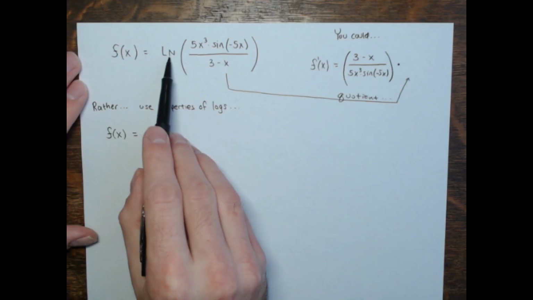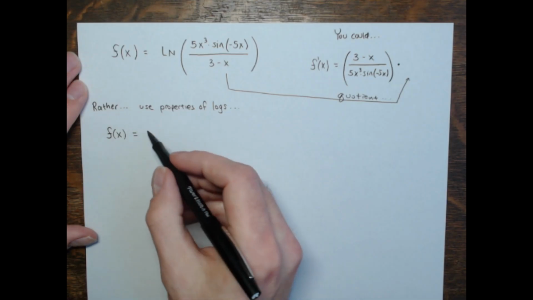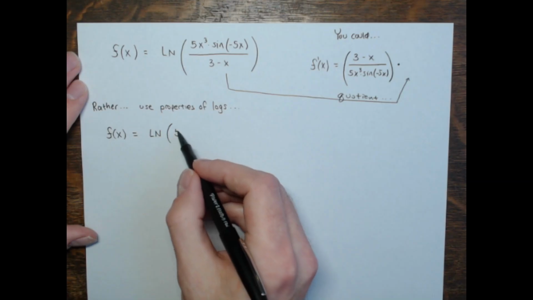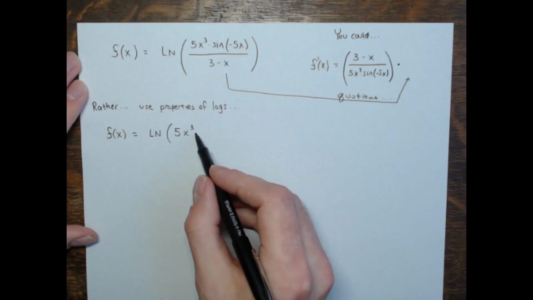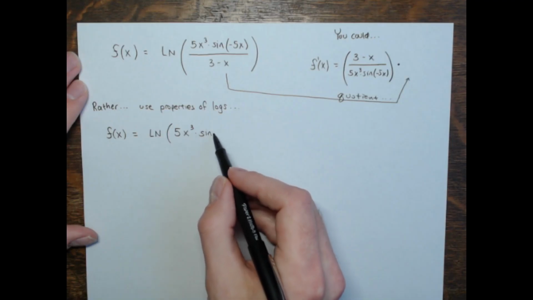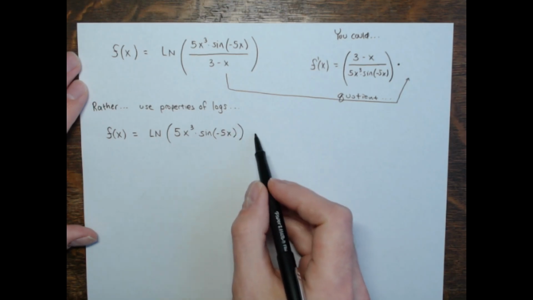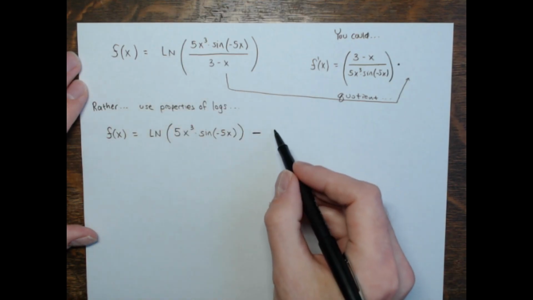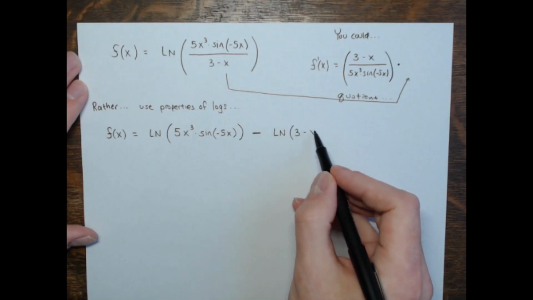So look, I got the natural log of a fraction. So I can split that up, do the log of the numerator. So the natural log of 5x cubed times the sine of negative 5x. And then minus the natural log of the denominator. So the natural log of 3 minus x.